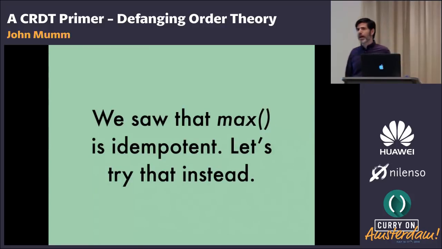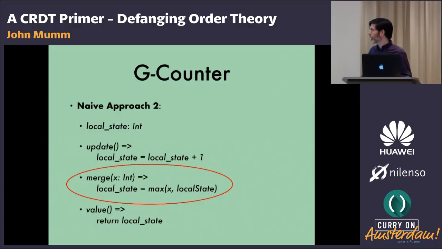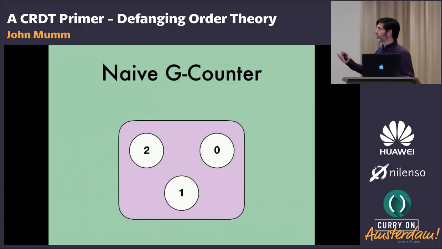But earlier we saw that max was idempotent. Remember, with the less than or equal to relation on integers, if we took the join of 2 of them, it was always the greater of the 2, so it was max. So we know max does function as a join, so let's try that instead. All right, we're going to update our merge function, and let's see it in action. Now you might guess from the name where this is going, but we're going to see this in action, right?